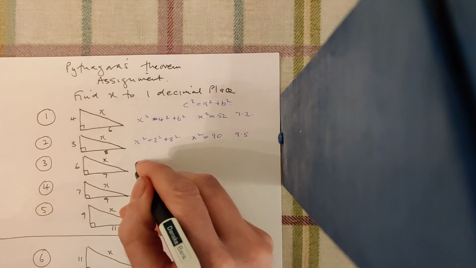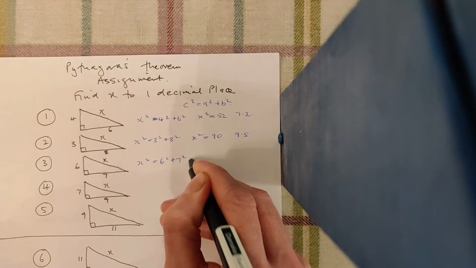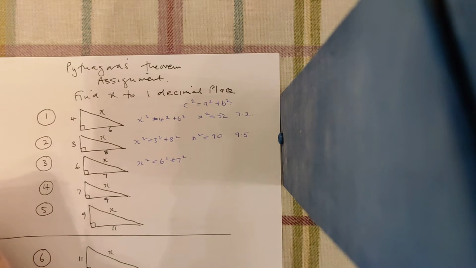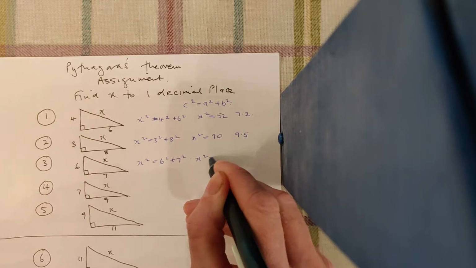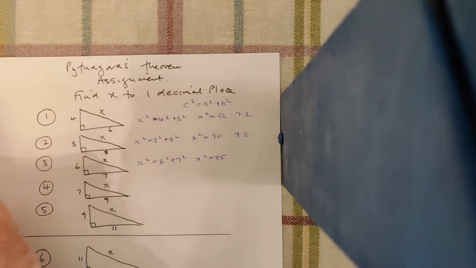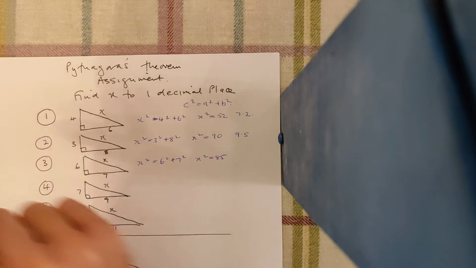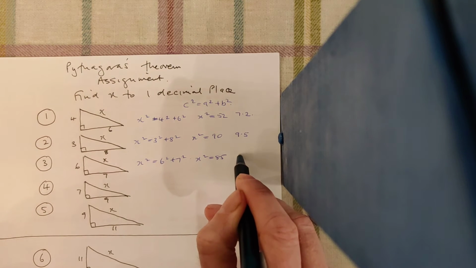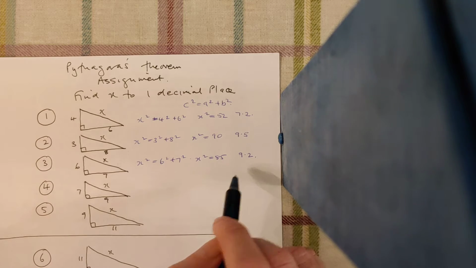Number 3, x squared equals 6 squared plus 7 squared. Okay, so 36 plus 49 is 85. So x squared is 85. You need to square root 85. And you get the answer 9.2. So x is 9.2. So I'm writing the answers down the right hand side.